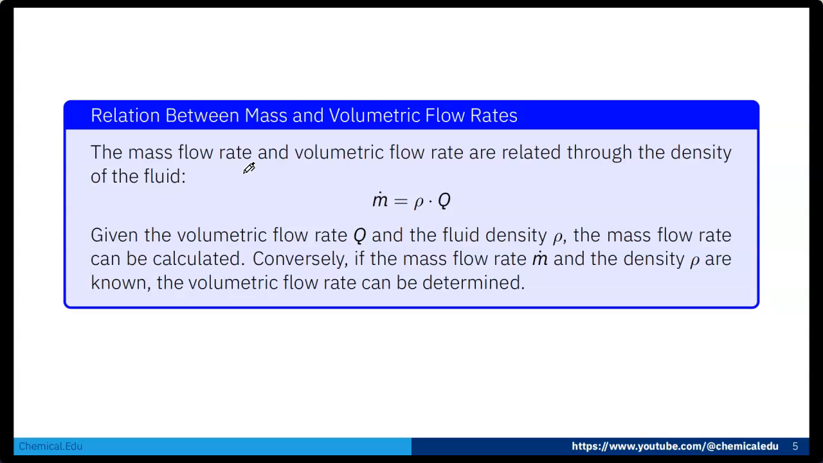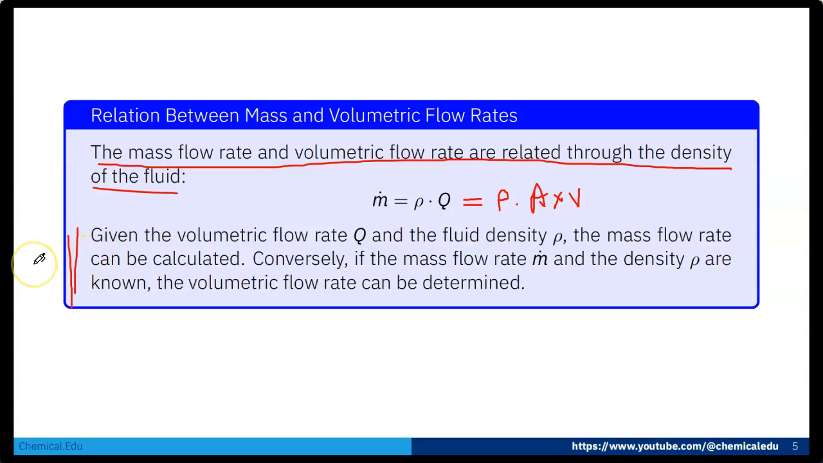Now the relation between mass and volumetric flow rate. We know that mass flow rate is rho into A into velocity. The mass flow rate and volumetric flow rate are related through the density of the fluid. So mass flow rate is density into volumetric flow rate, and we know mass flow rate is rho into A into V, where A into V is volumetric flow rate. Now this is very important.